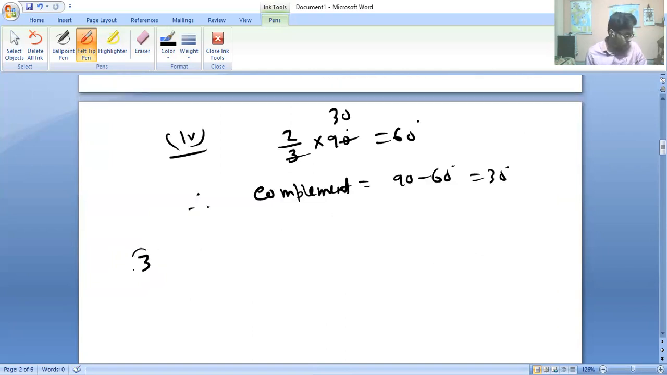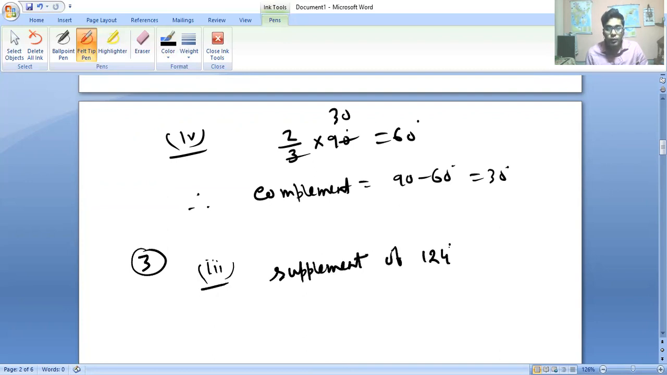Let us do question 3. This is supplement. Remember, supplementary angle means the sum becomes 180. So if an angle is given and its supplementary angle is required, we will subtract it from 180. Okay. Supplementary of each of the four angles. Suppose we are doing 3. So supplement of 124 degrees will be equal to what? 180 minus 124. That means 56 degrees.